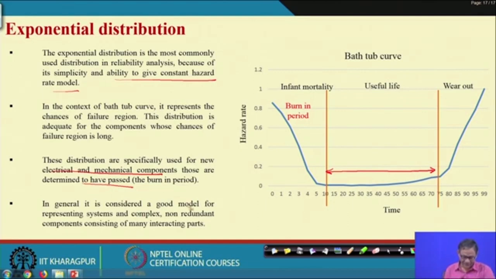In general, it is considered a good model for representing systems and complex non-redundant components consisting of many integrating parts. Suppose you have a complex system with many integrating parts, which are definitely non-redundant. Then when you sum up all those failures, ultimately it exhibits a constant failure rate, the aggregated failure rate will be almost constant. So, that is another interesting point, that you can use the exponential distribution there.